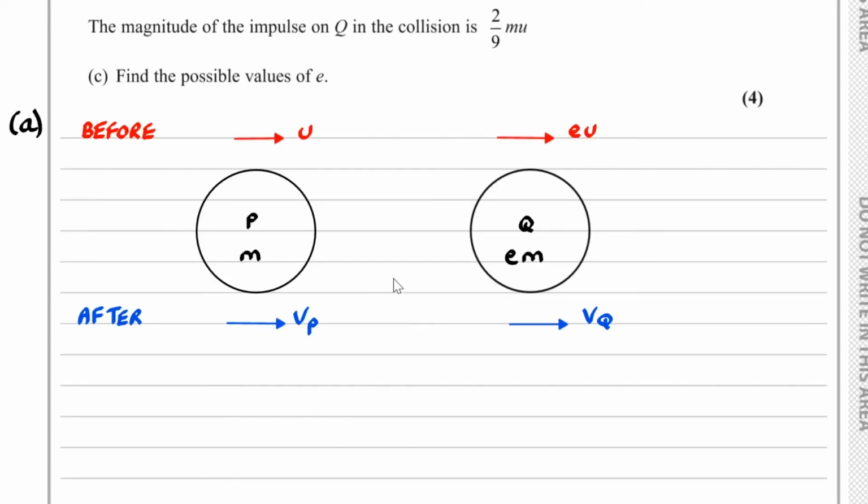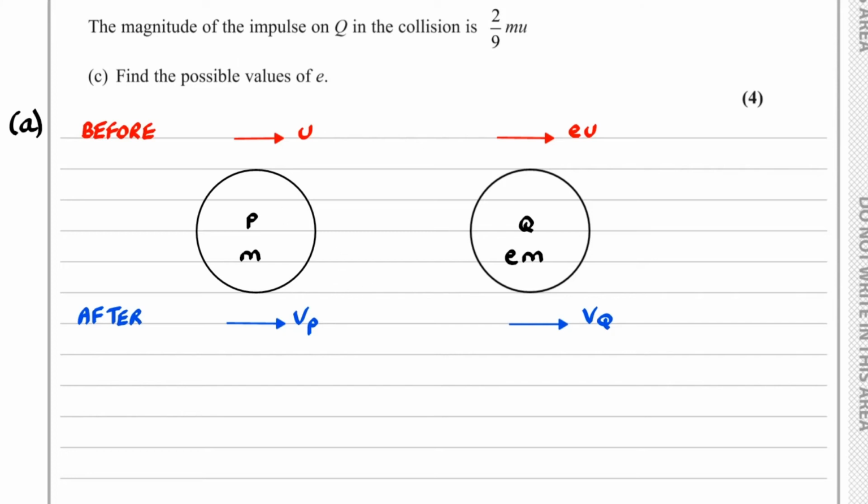Here I have drawn a diagram to illustrate what's going on. We've got the situation before. P moves off with speed u, and then after it's got a speed vp. We don't know what vp is. And similarly for Q, it moves off with speed eu, and then it moves off after with speed vq. We don't know what vq is.